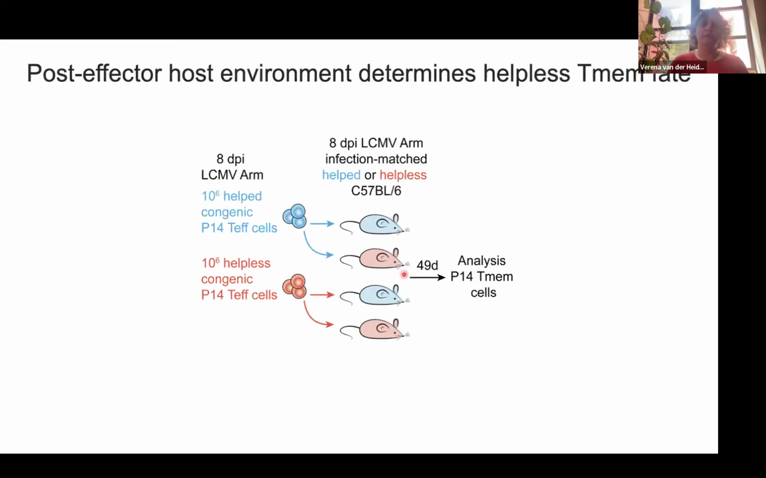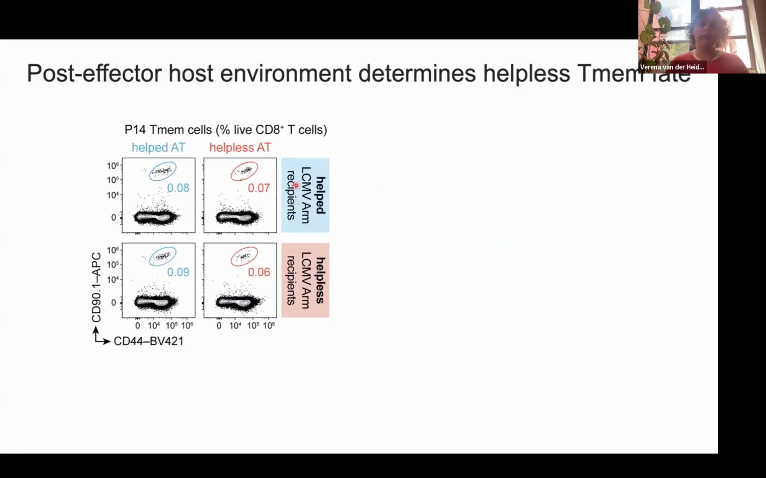So to test this, we did a couple of crisscross transfer experiments where we took helped or helpless effector cells and transferred them back into infection-matched helped or helpless recipients. So basically helped cells go into helped mice, but also go into helpless mice, and then helpless cells go into helped recipients and also helpless recipients. These mice are infection matched, so all of them had been infected 8 days before. And then we look at the memory T cells later on. Similar to what I've shown you before, we could not really see a difference in terms of the numbers of these cells, which were maintained at relatively similar levels.